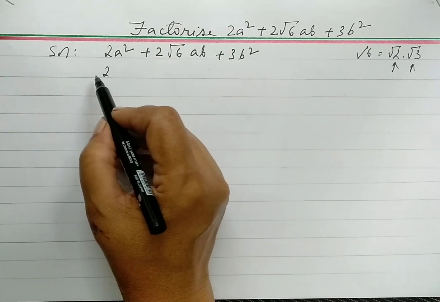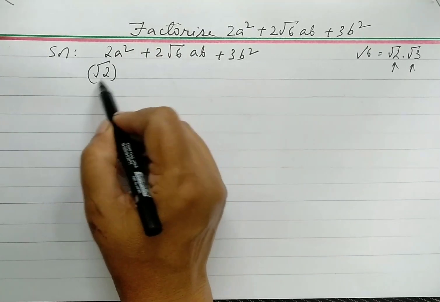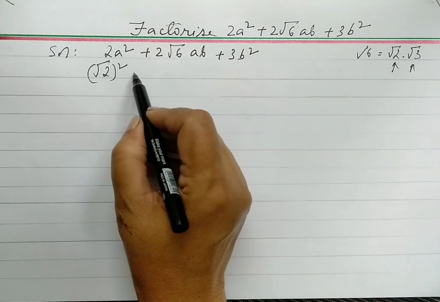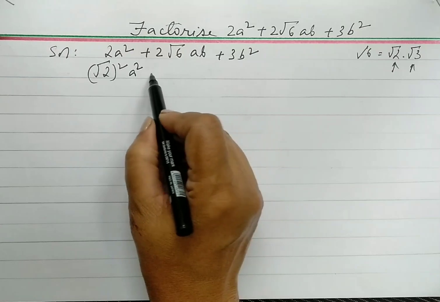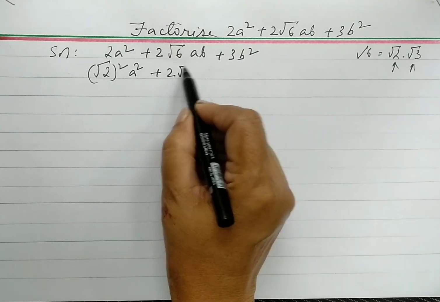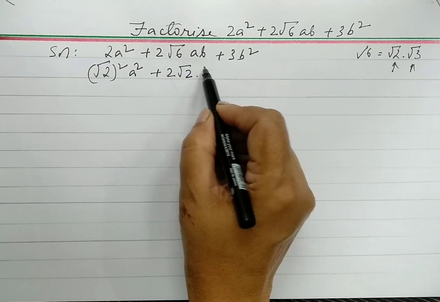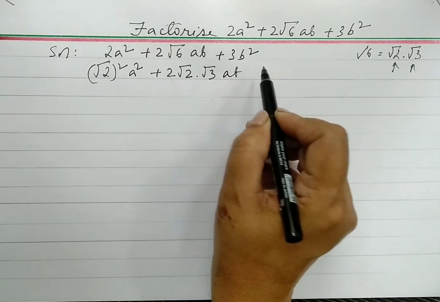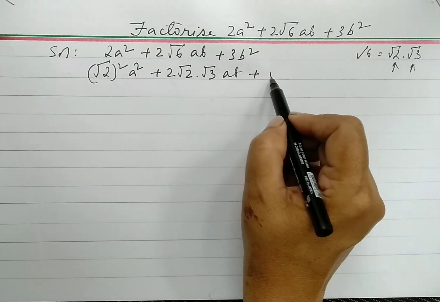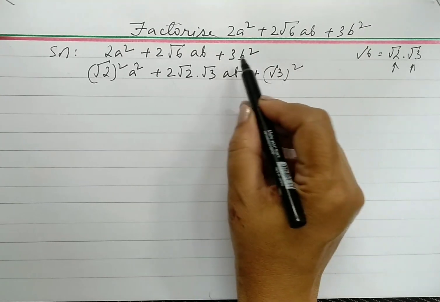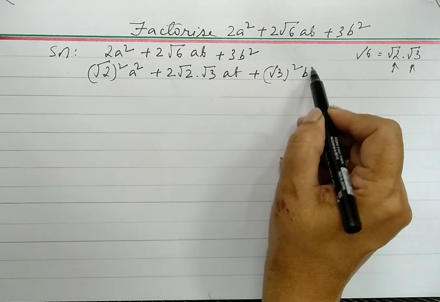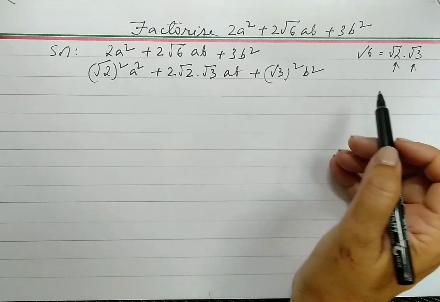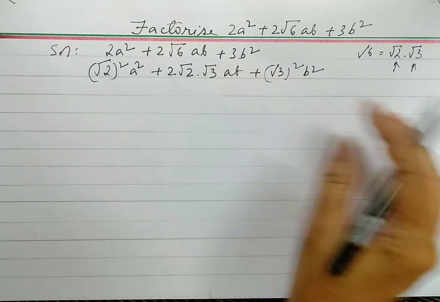Can we convert 2 as (√2)²? We can, isn't it? We have an a² sitting next to it, and 2 here as √2 dot √3, where dot means multiplication. ab will be there as it is, and (√3)² is equal to 3, and b². Does this make sense? Yeah, to a great extent.